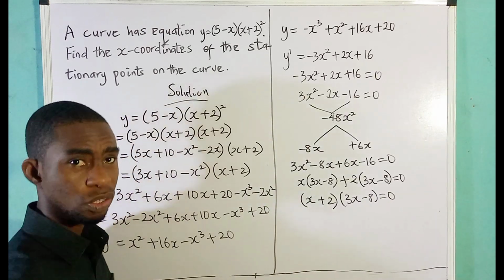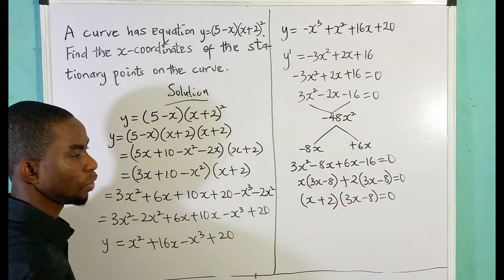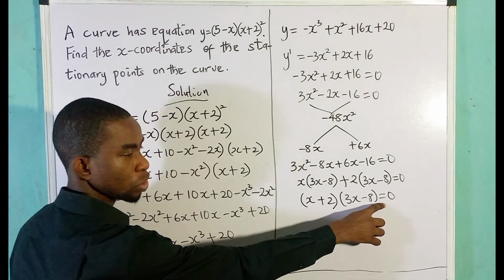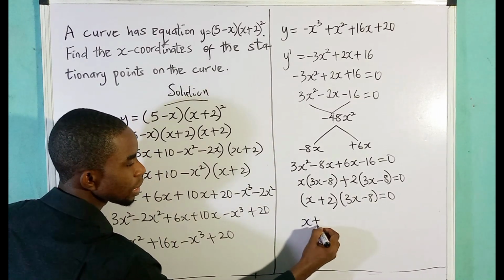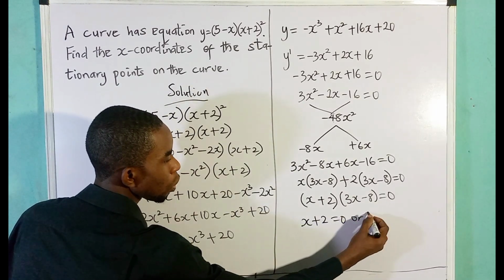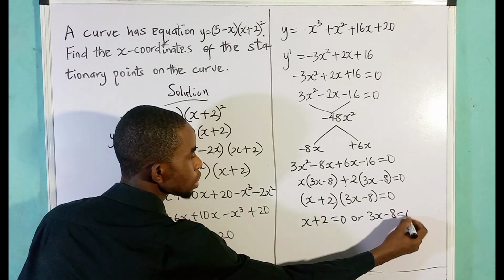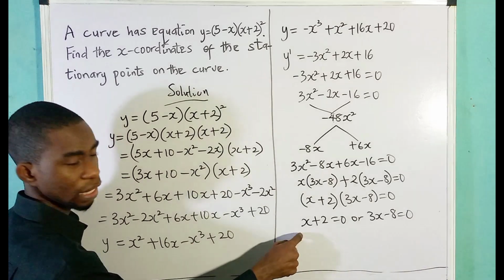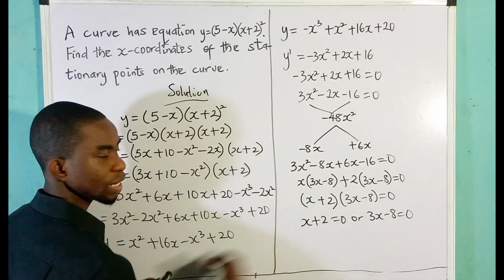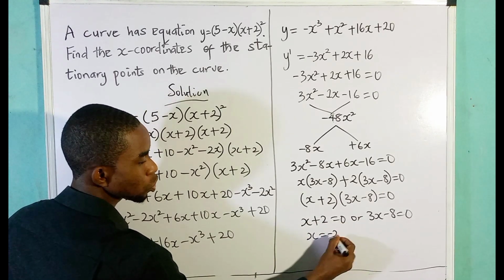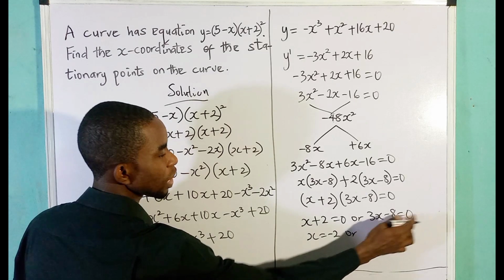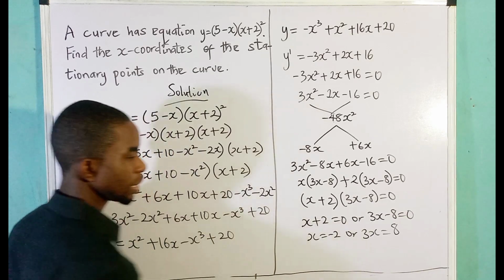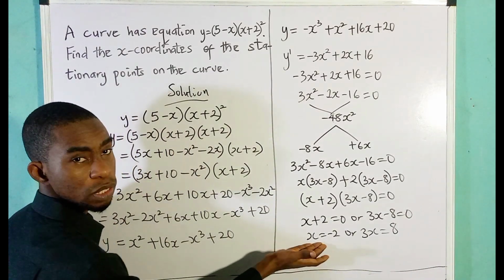Now take note, we are looking for the x coordinates. We can easily do it from here. So when we multiply these two and we equate it to 0, it means that it's either x plus 2 equals 0 or 3x minus 8 equals 0. I'm looking for x. So I can move plus 2 to the right hand side, x equals minus 2, or move 8 to the right hand side, 3x will be equal to 8. We're already done for this particular one.